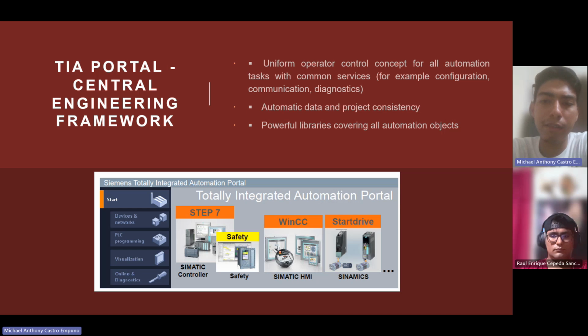These are the products: STEP 7 Basic for S7-1200, STEP 7 Professional for S7-1200, S7-1500, S7-300 and S7-400. WinCC Basic is always part of STEP 7. The add-on packages are STEP 7 Safety and PID, and Professional for the ET 200 CPU and WinCC.